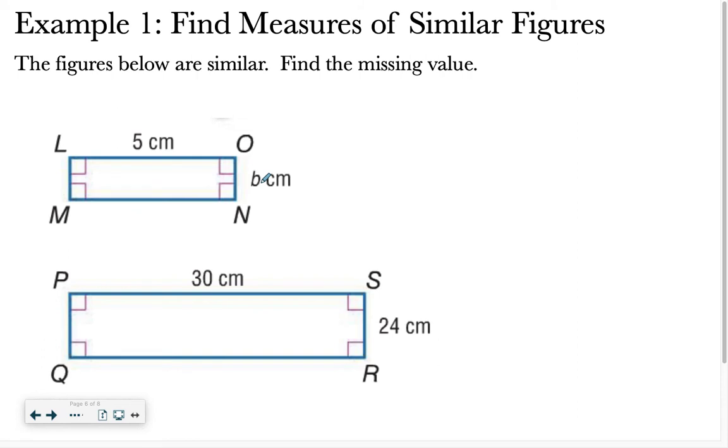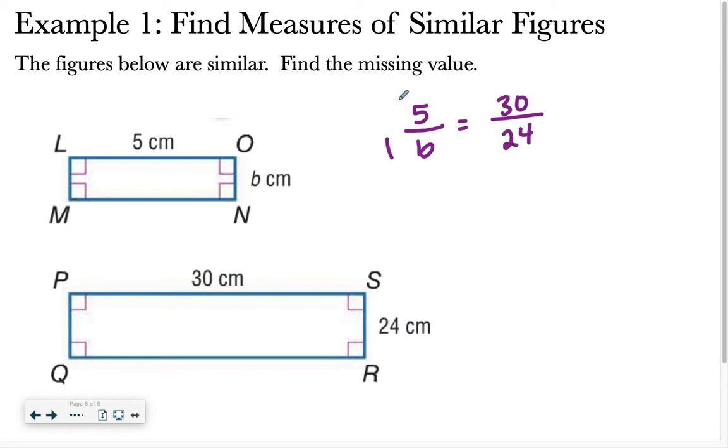Now let's practice doing calculations with this. If we know that the figures below are similar, we want to find the missing value. So I know that the long side of this rectangle is 5, the long side of this rectangle is 30, then we have the short side is B, and the short side is 24. So what you can say is I have 5 over B, that's all in the same rectangle, equals, and then what number lines up with 5? That would be the 30, and then B lines up with the 24.